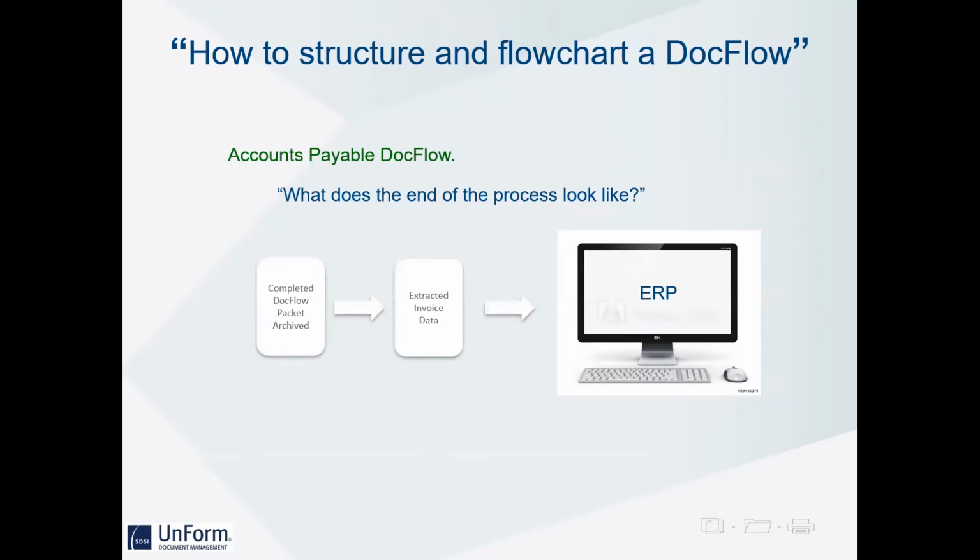The last step is for the ERP to create a check, which Unform can create for you, and then it's shipped off. That check actually gets put in, and that becomes the last item in the workflow document, or workflow packet, sorry.